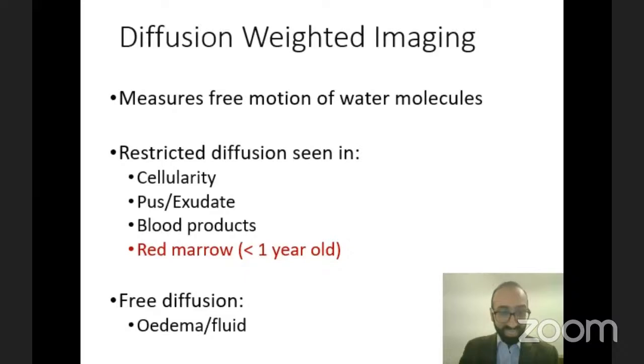If you've got something cellular, like a primary bone sarcoma, if you've got pus or exudate because of the complication of infection, blood products can sometimes cause a degree of restricted diffusion, but we don't usually see frank blood products unless it's in a tumor, usually in the marrow. Red marrow in an infant can also restrict diffusion occasionally, so that's the only pitfall.